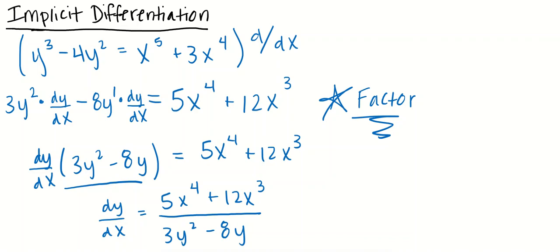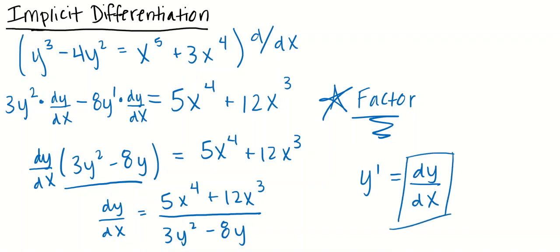And now another thing that I want to bring up that, at least to me, is really important is when you see your teacher do these problems, instead of writing dy dx, you might see them write y prime. So y prime and dy dx are equivalent. They mean the same thing, and you can use either. And on the AP test, that is totally fine. You can use either. But I super recommend that you use dy dx.